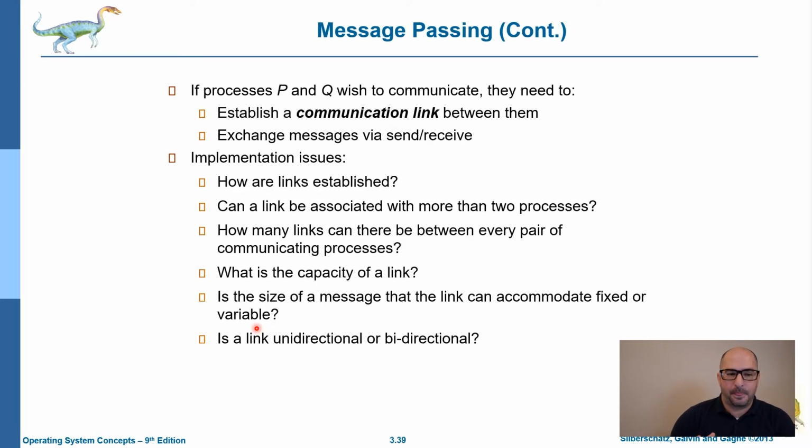So there needs to be some way of sending and receiving messages. We'll call that a link. Then once we have a link between process P and Q, they can send and receive information.